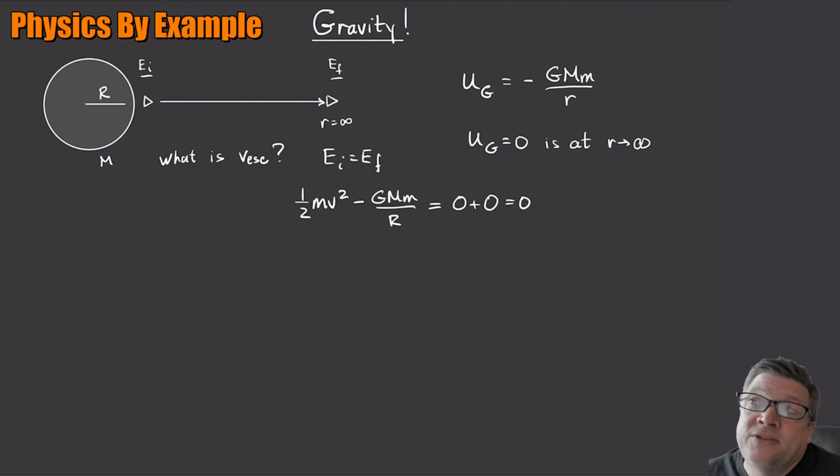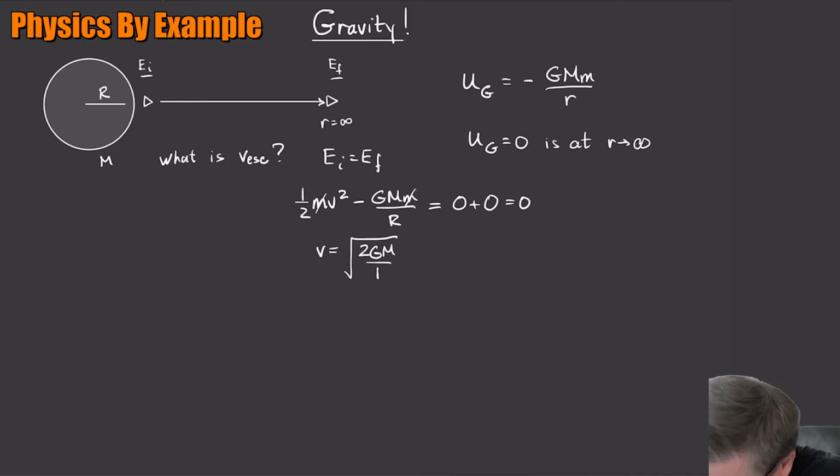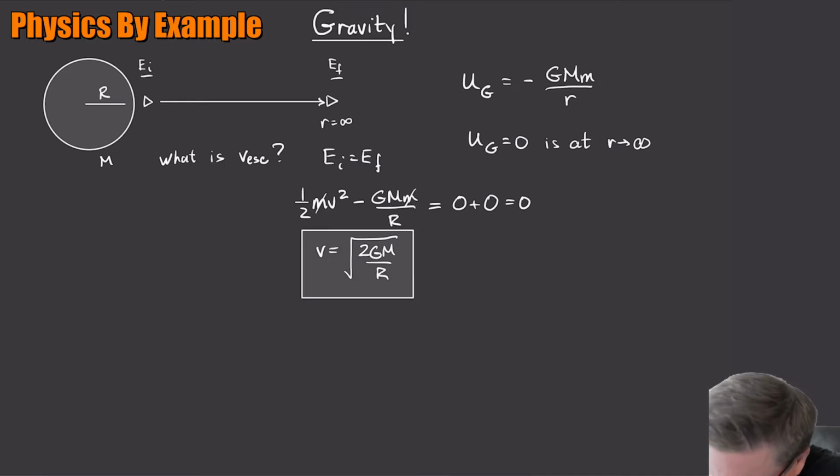Okay, so let's solve this, and then we'll just briefly talk about it a bit. Well, the mass doesn't matter. It cancels out. And so what is this escape speed? V squared, well, this is easy enough to just solve. So V, the escape speed, is just going to be the square root of 2GM over R. There we go. That's the escape speed. That's how fast you have to go to completely escape the gravity of some massive body.